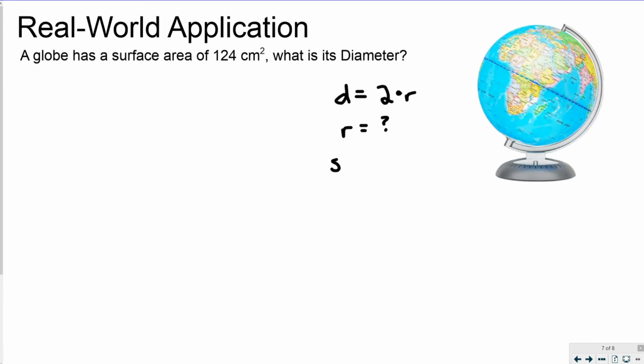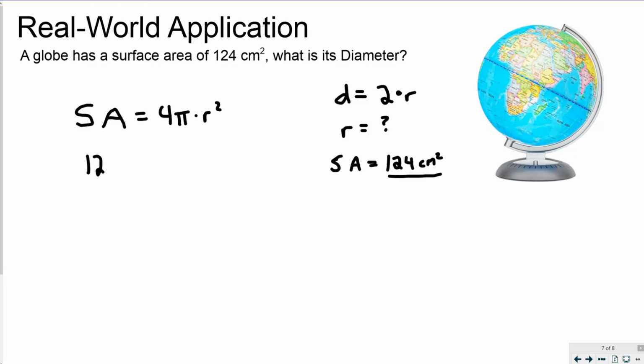But I do know that the surface area is 124 centimeters squared. So I'm going to put the 124 centimeters squared into my equation, and I'm going to work the equation backwards. So I'm going to start with the base equation with nothing filled in. Surface area equals 4 pi times r squared. And now I'm going to take this 124 and replace the surface area with that. So 124 is equal to 4 pi times r squared.